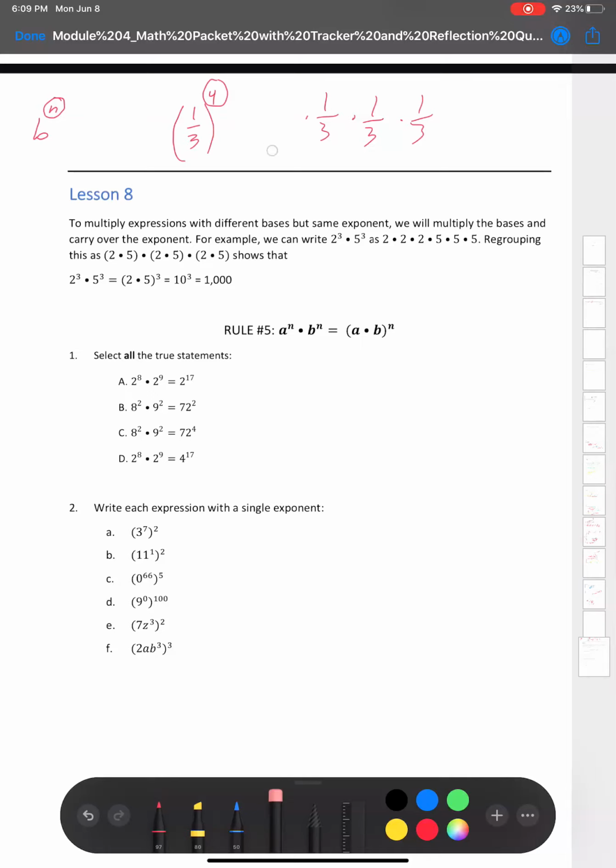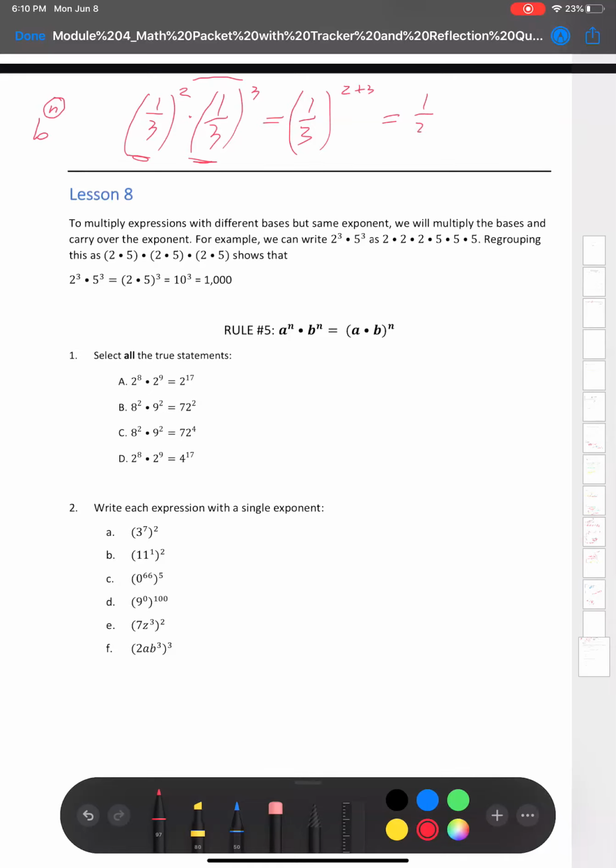We also saw that when we have, for example, 1/3 squared times 1/3 cubed, in this case we have two bases that are the same. So our base is 1/3, and then we would just add our exponents. So it would be 1/3 to the 2 plus 3, which is the same as 1/3 to the 5th power.